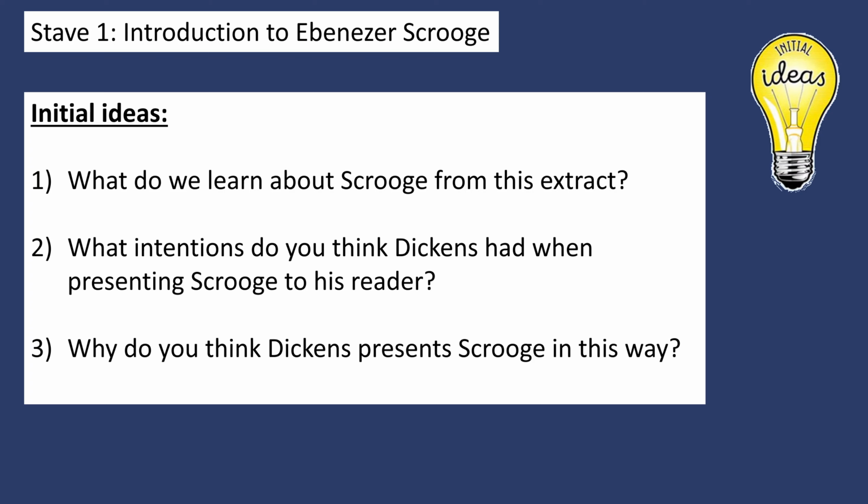So what intentions do you think Dickens had when presenting Scrooge to his reader? Well, right at the beginning, he wants to position his reader against Scrooge. He wants his reader to see Scrooge as this outsider to society, somebody that lives by his own rules, he doesn't follow societal norms. He has his own set of beliefs and his own attitudes that segregate him from the rest of society. So he's an outsider. We are positioned against him, and therefore we are critical of his behaviour.